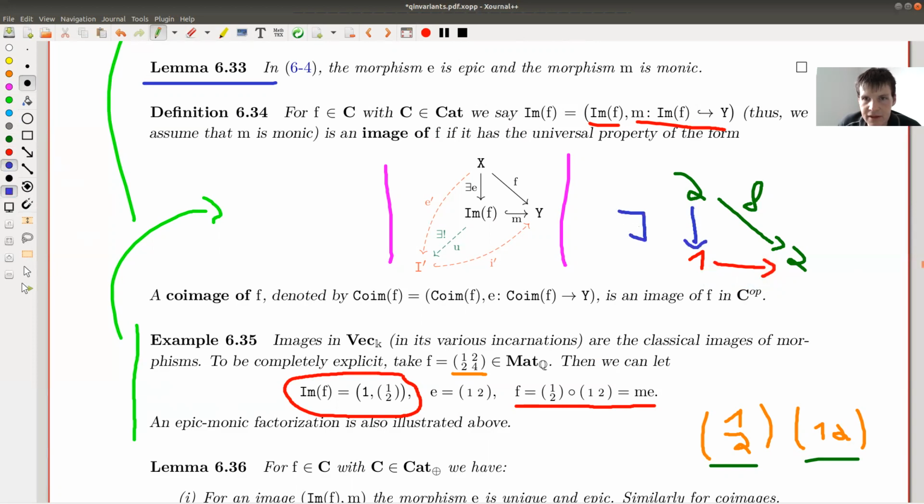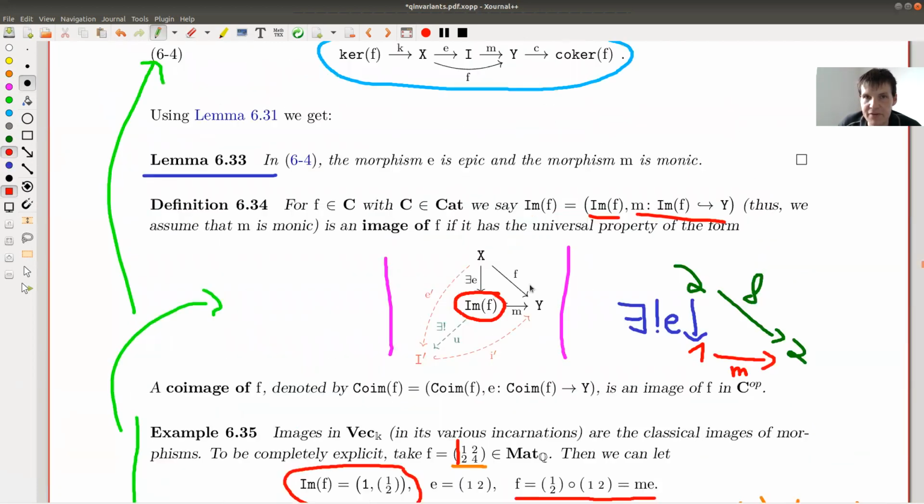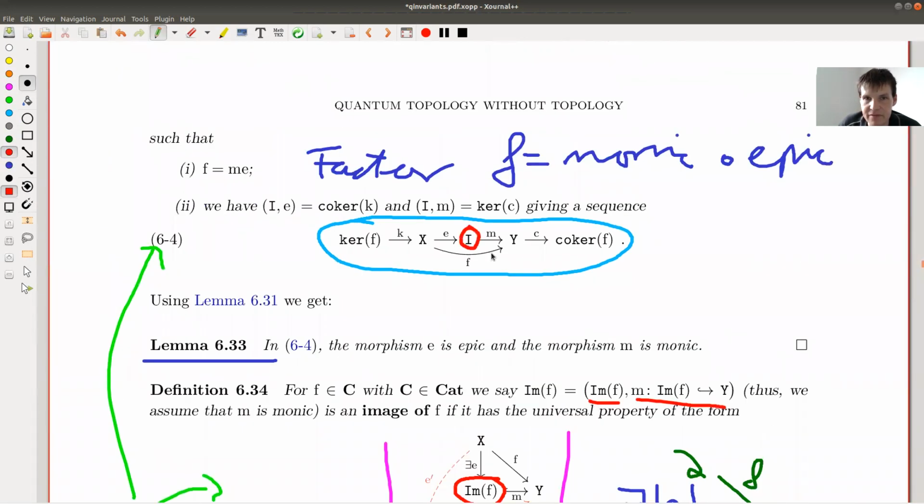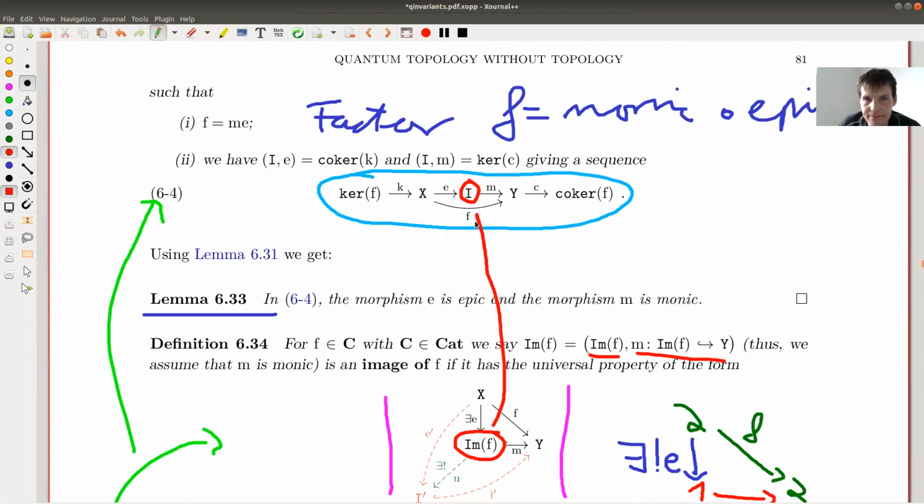And there exists a unique epic morphism, and the image consists of my monic morphism. And what could it be? It's exactly whatever you hit with F, right? So up to scalars, you could, for example, take for F the first column, and that's what I did as an image. And the epic monic factorization, so the object I from above here is really the image. Right? I hope that makes some sense.